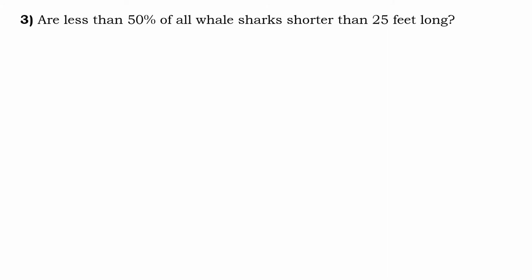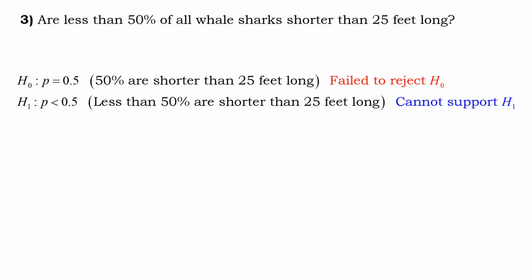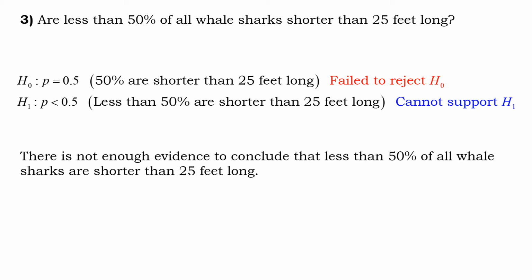So we've decided in terms of rejecting or failing to reject the null, and whether we can or cannot support the alternative. But we need to answer the question that was originally posed to us. We were asked, are less than 50% of all whale sharks shorter than 25 feet long? We determined that because we failed to reject the null hypothesis, we are unable to support the alternative. So that's what we're going to say. We are unable to support the alternative.